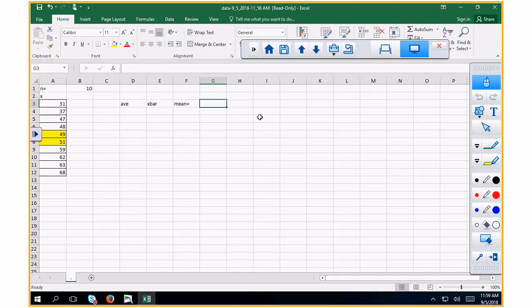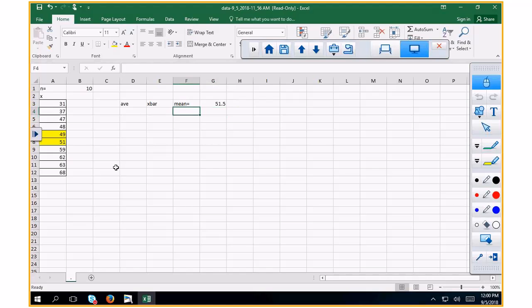I'm just going to delete that. I'm going to hit summation, and I'm going to hit this, divided by 10. There. I don't know what went on with that last one. Okay, 51.5, that should be your average.